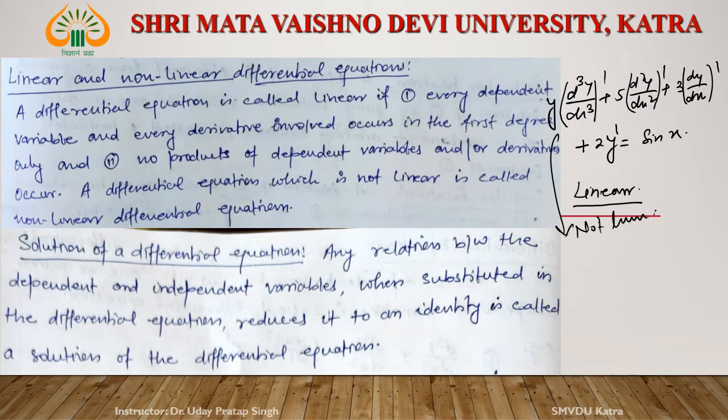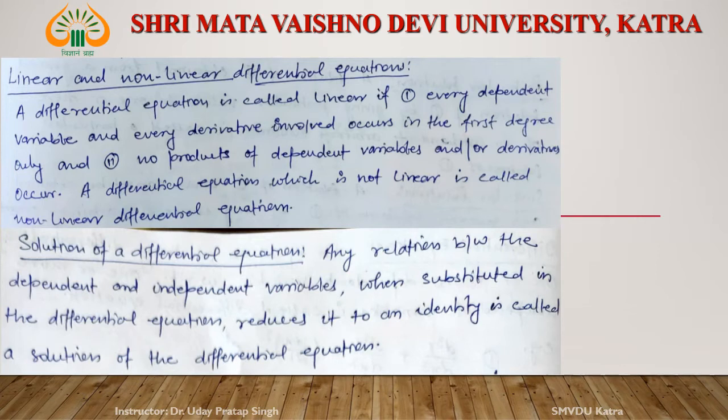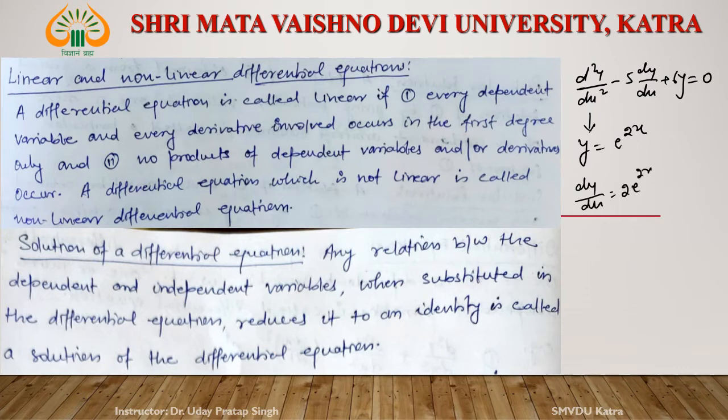Okay. Now come to the solution of the differential equation. What is the solution of a differential equation? See a simple example. d2y by dx2 minus 5 dy by dx plus 6y is equal to 0. See this differential equation. Now let y is equal to e to the power 2x. Now what is dy by dx? 2e to the power 2x. What is d2y by dx2? 4e to the power 2x.